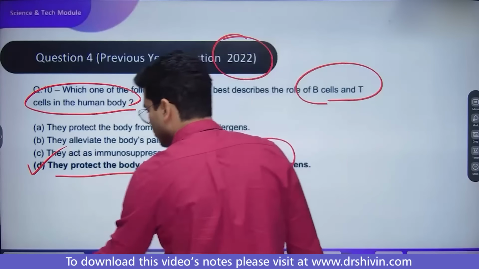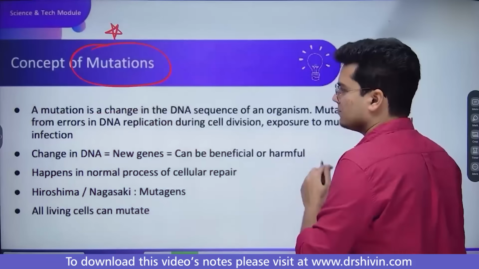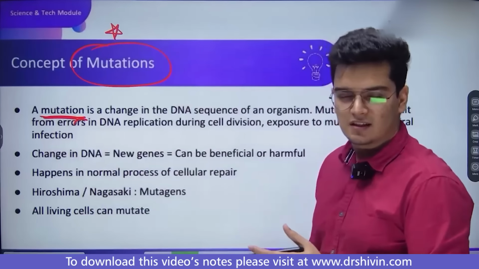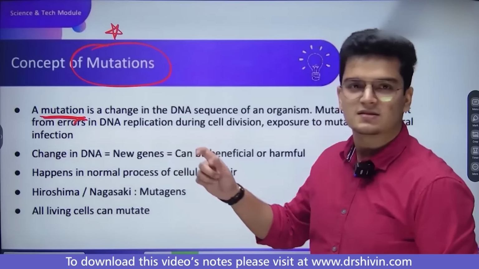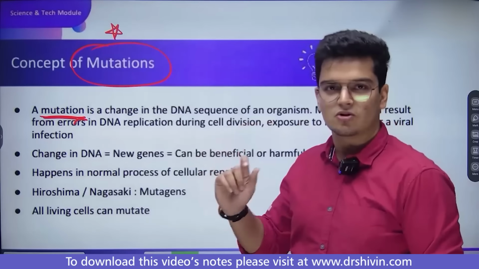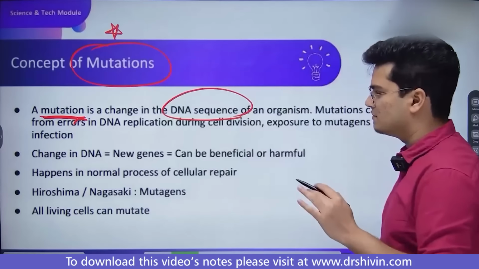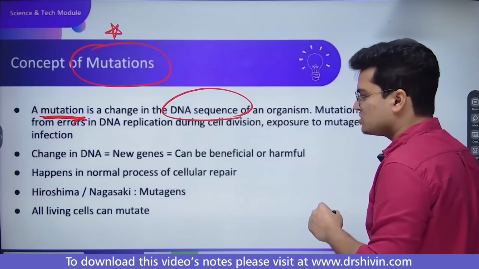Now let us go to the second part of today's class, concept of mutation. Mutation क्या है? Mutants. You must have seen the movie X-Men. That is mutants, right? There is some change. It is not normal. So mutation is change in the DNA sequence of an organism. Okay. Now why does this change happen?